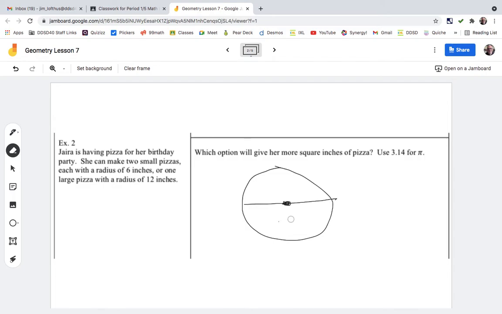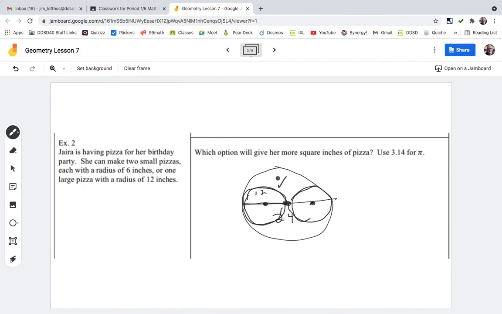All right, so this is actually a radius. This is the large one. So it has a diameter of 24. So it has a radius of 12. And the small ones have a radius of 6. So we could fit that right there, and that would fit right there. That small one would fit right there, and the other small one would fit right there.